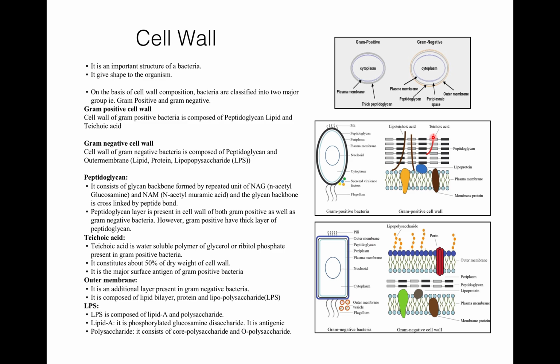It constitutes about 50% of dry weight of cell wall. It is a major surface antigen of gram-positive bacteria. So it is found in gram-positive bacteria only.